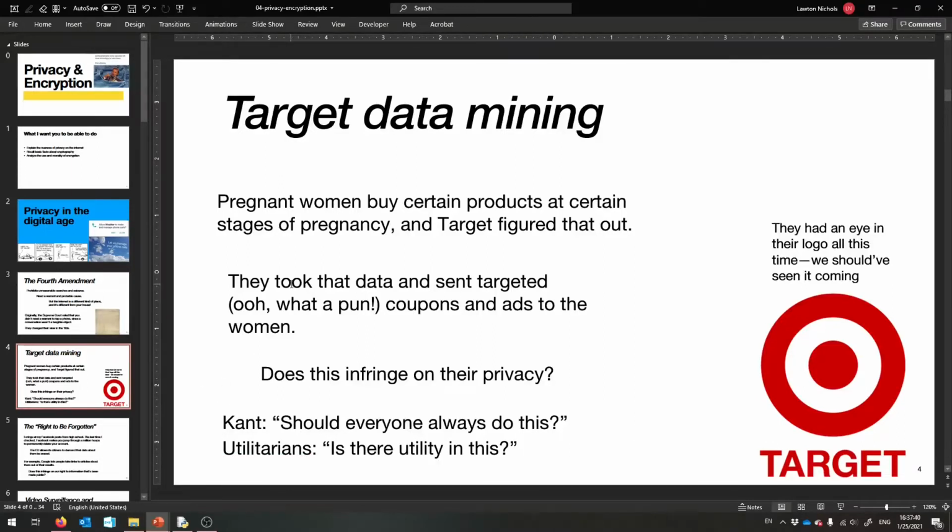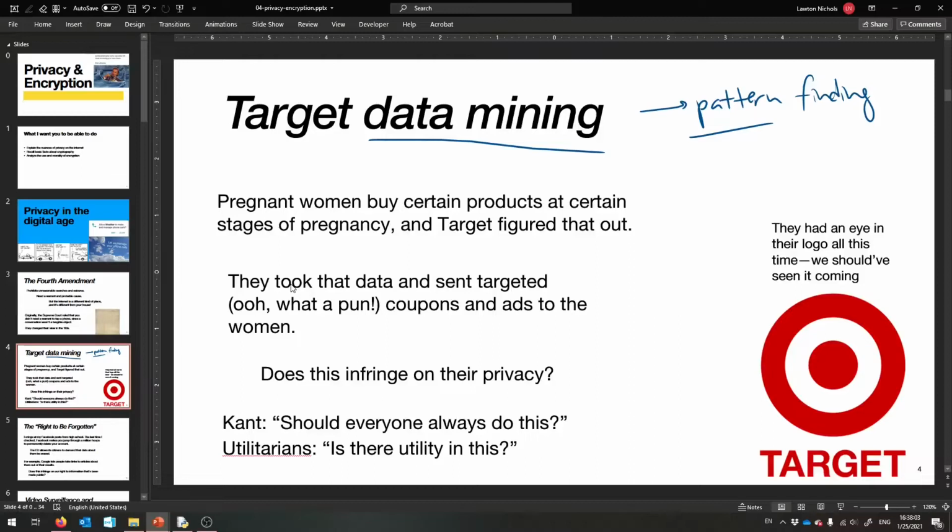So let's talk about the Target data mining. I guess you can call it a scandal, kind of. Well, what's the idea? What were they doing? And data mining, if you haven't heard that term before, it just means you're looking for patterns in data. So it's more like pattern finding. Okay, so think of it that way.